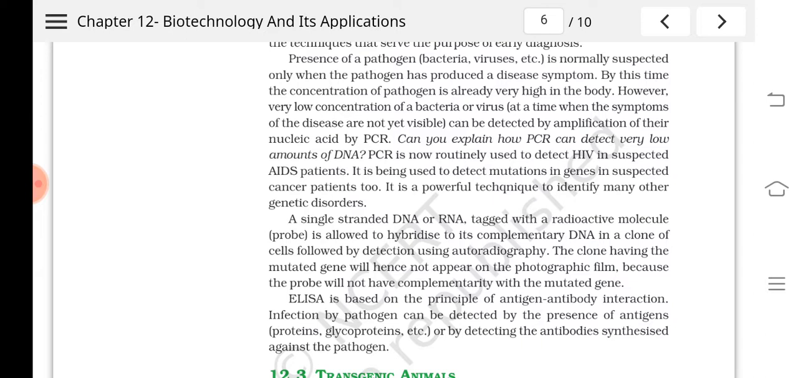Okay, then another thing is what? In case of cancer and all, okay, see, cancerous cells are what? They are having the capacity to divide, so they will have certain mutations, isn't it?